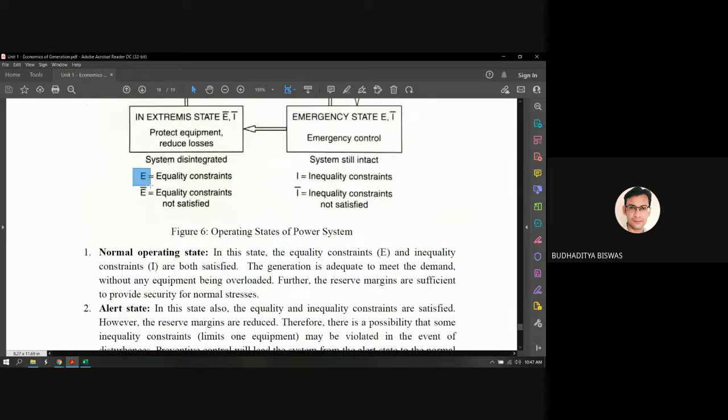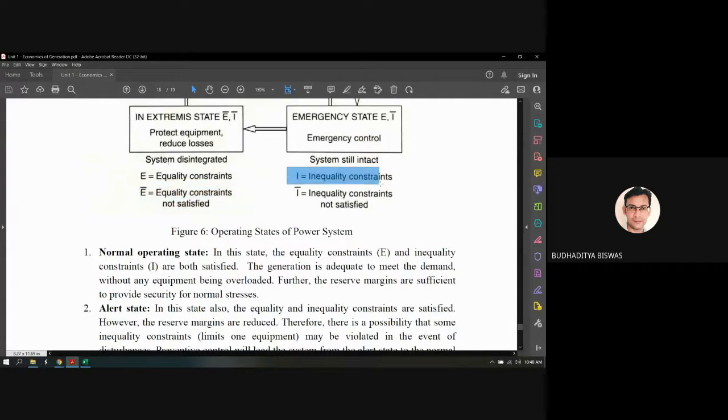E is called the equality constraint. Equality constraint means the generation should be equal to the load demand. That is called the equality constraint. And E bar means the equality constraint is not satisfied. This is one of the threats to the generation.